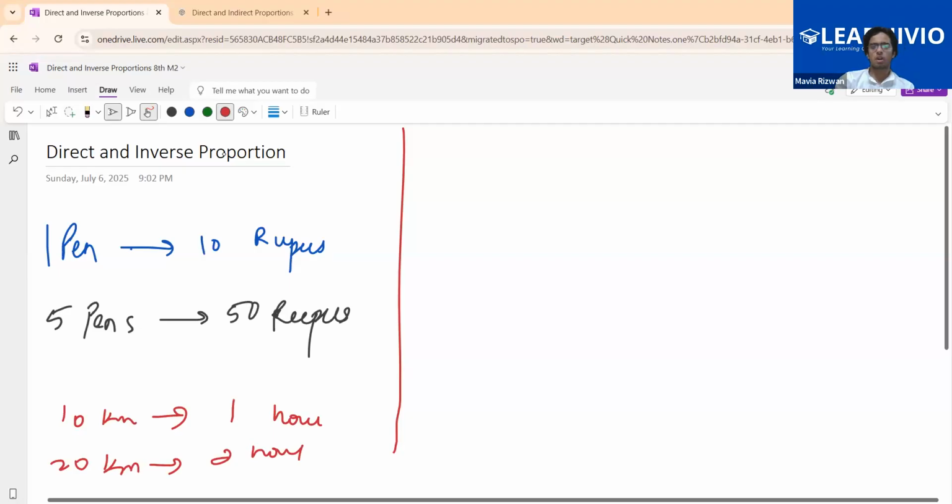Now let me tell you what is inverse proportion. Let's say you got a project in school, and the class teacher says that in each group there will be 4 students. So you went back home and thought, 4 students are going to take 10 days to complete the project.